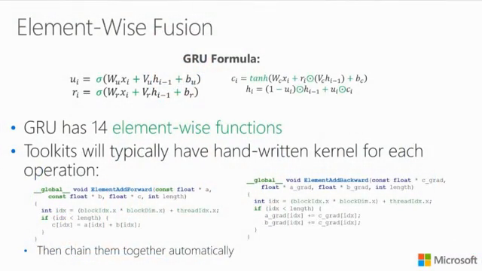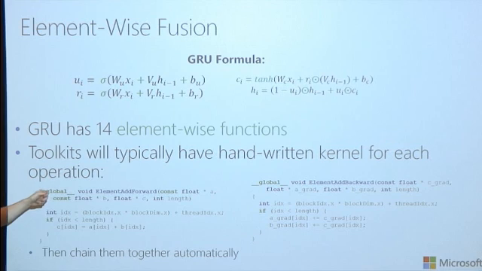And so, elementwise fusion. The GRU has these 14 elementwise functions. Toolkits, generally, work by somebody handwriting each one of these functions. So somebody handwrites an elementwise add. They have the forward pass, which is shown here, then they have the backwards pass, which is not shown here. And once you have these handwritten things, you can just use the chain rule to chain them together automatically pretty easily. You don't have to do any real derivations or anything like that. It's just pretty typical, taking a graph and doing it.